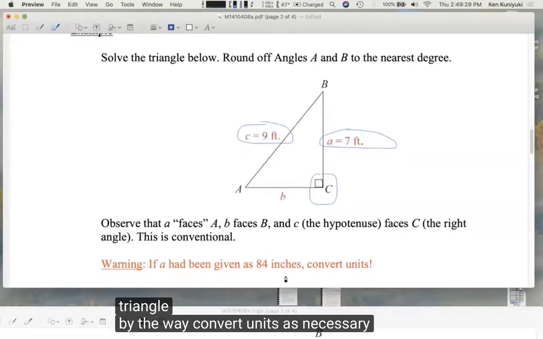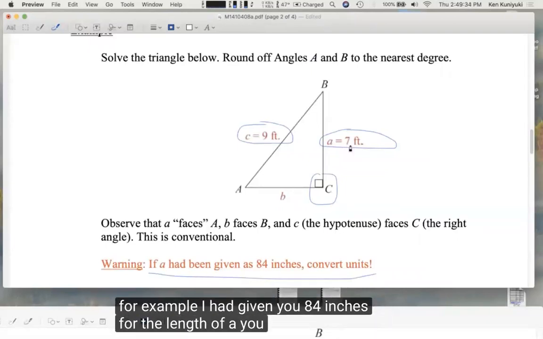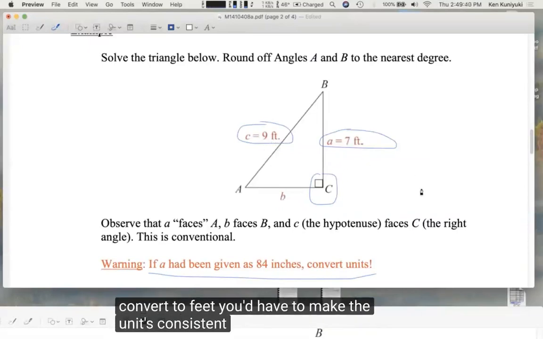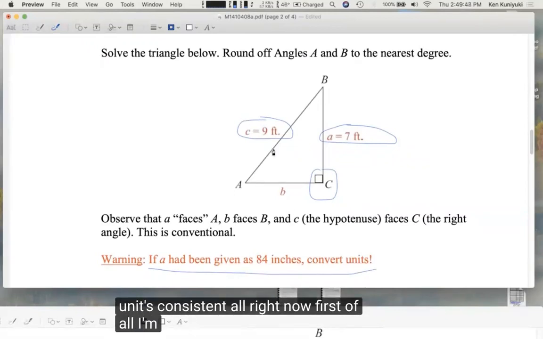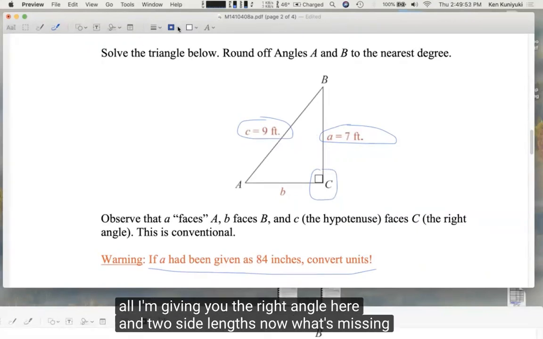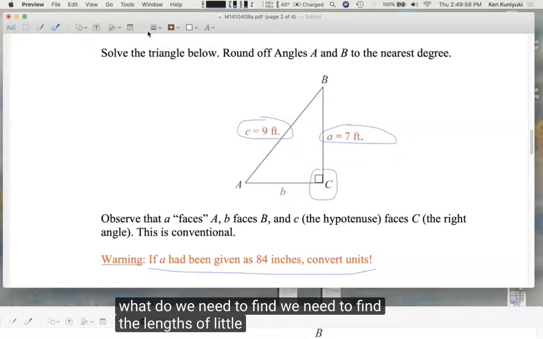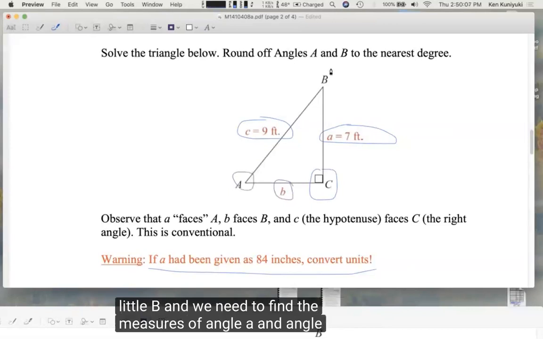By the way, convert units as necessary. If, for example, I had given you 84 inches for the length of a, you may want to convert to feet. You'd have to make the units consistent. All right. Now, first of all, I'm giving you the right angle here and two side lengths. Now, what's missing? What do we need to find? We need to find the length of little b, and we need to find the measures of angle A and angle B.